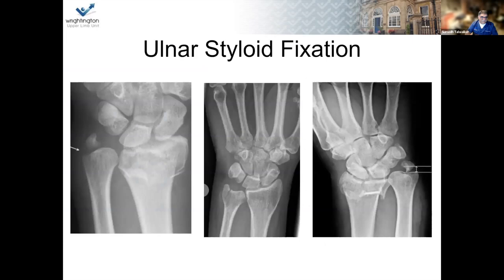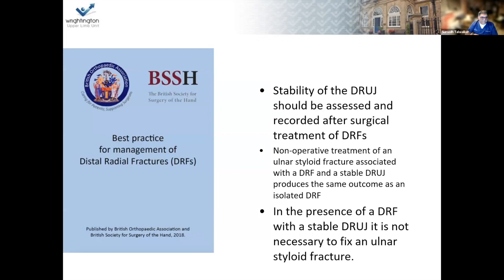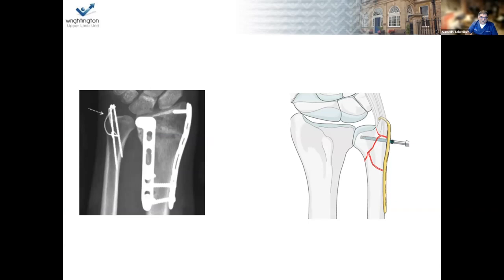So we've uploaded a picture on OrthoHub with the radial styloid. And one of the things that the Blue Book and the literature would say is that after every distal radial fixation, a thorough assessment of the distal radioulnar joint needs to be done. And if the distal radioulnar joint is not unstable, as far as possible, the ulnar styloid does not need to be fixed. There are various methods of fixing it; we could use a tension band wire or a hook plate. And both of these would give reasonable results.